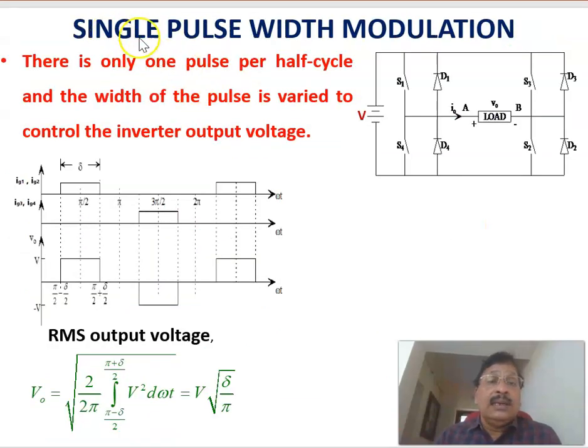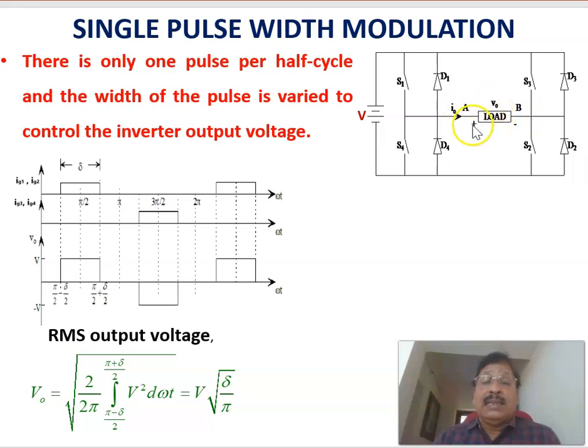Now let us see the single pulse width modulation. Single pulse modulation, this is the single phase inverter topology. There are two legs. These two legs have switches S1 and S2, S3 and S4. These are the control switches. Across each switch there are feedback diodes D1, D2, D3, D4, and this is the load, and this is the DC input voltage V, and the load is connected between the point A and B.